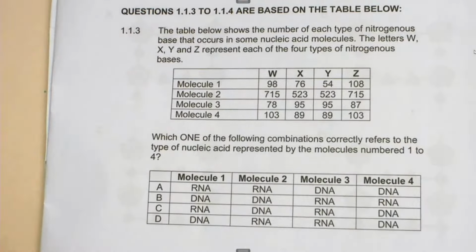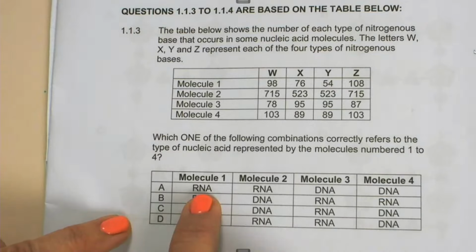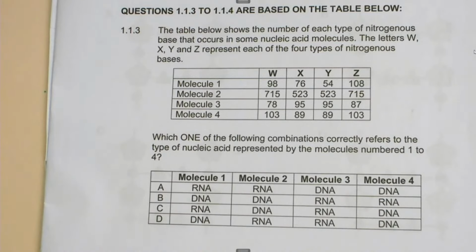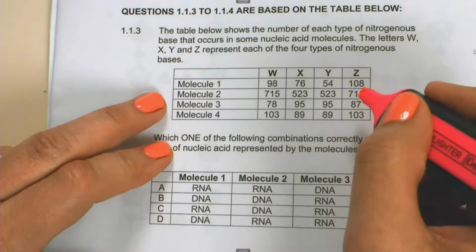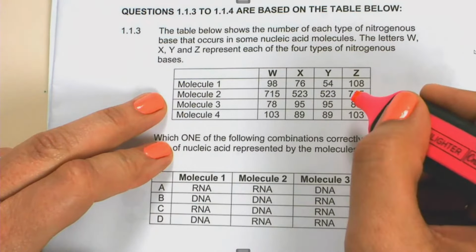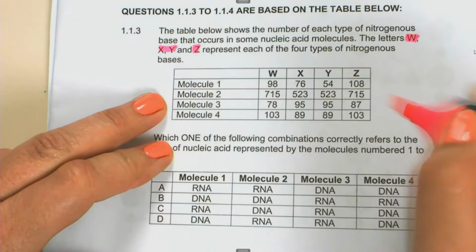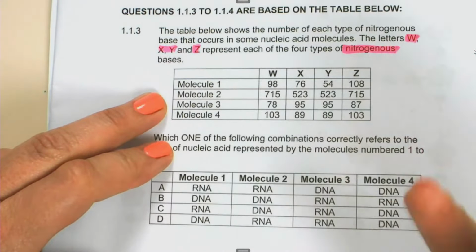If you look at 1.3, we must remember now RNA is a single strand and DNA is a double strand, but the DNA has complementary bases. Remember now, adenine and thymine bind, and guanine and cytosine bind, so that must be the same. So if you look at this first table, W, X, Y and Z represent the nitrogen bases, which will be thymine, adenine, guanine and cytosine.